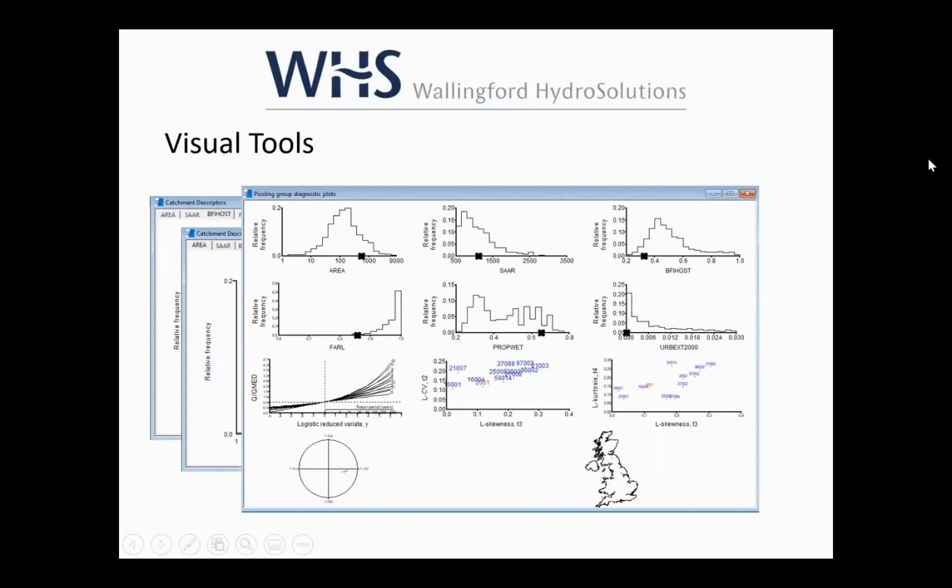This is kind of a summary plot you can also get, so it shows a broad range of catchment descriptors. It also shows here the growth curves for each of the pooling group members, and the pooling group we derive is really an aggregate of all of those, and a couple of other measures there, such as L-skewness.